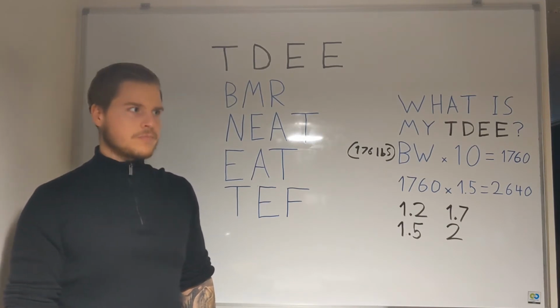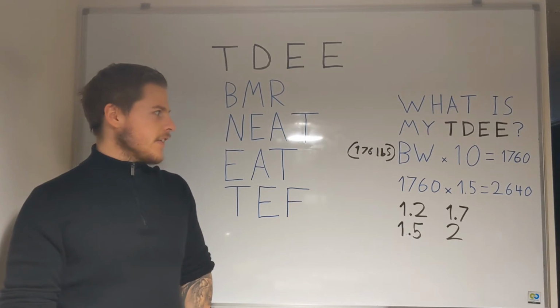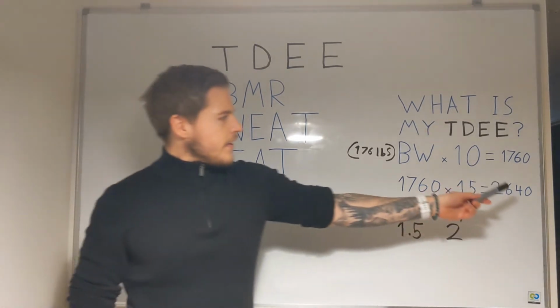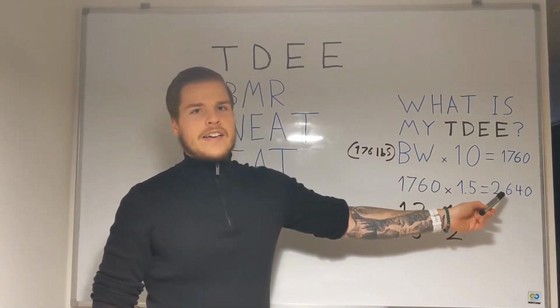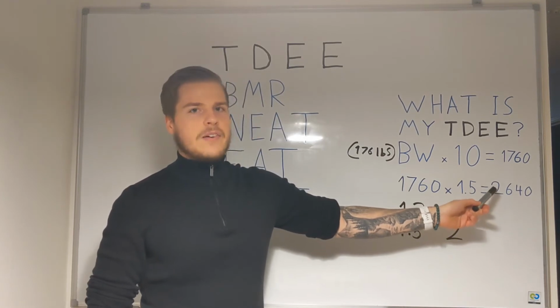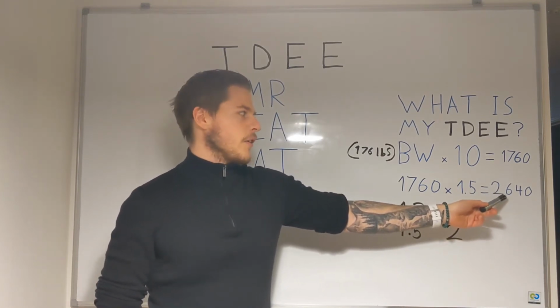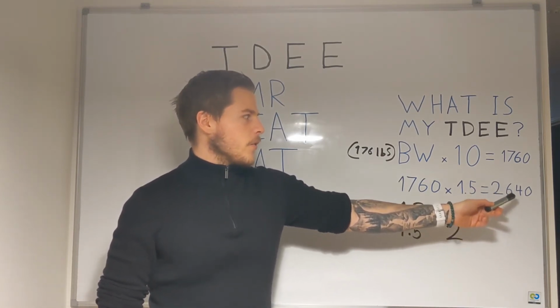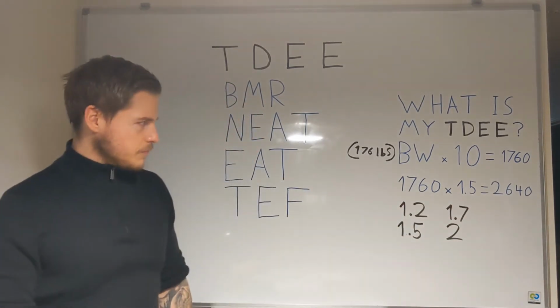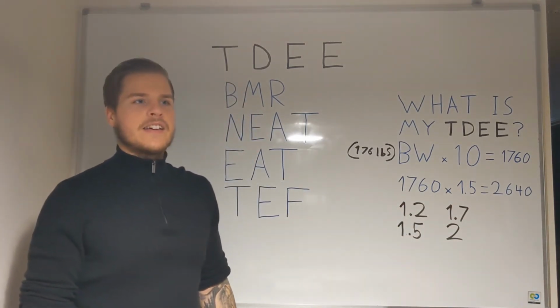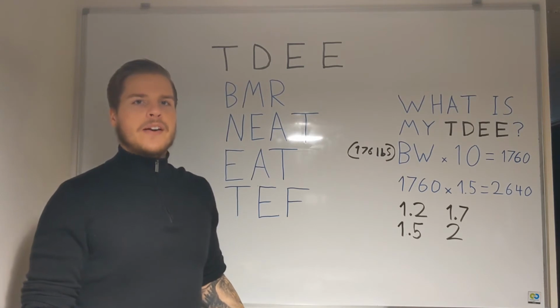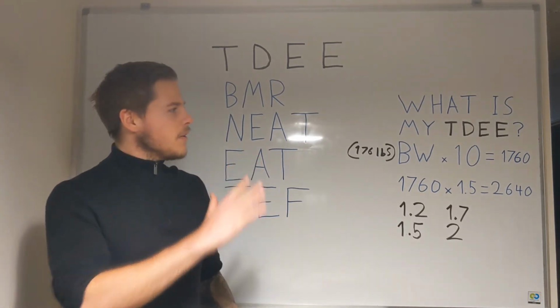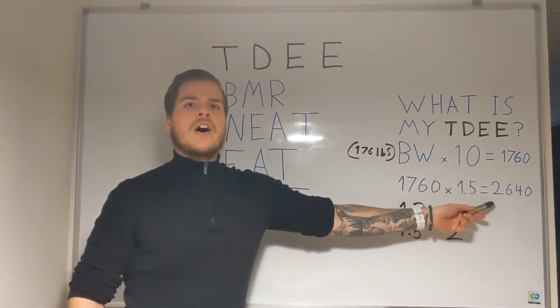So if you're starting at, let's say right here, I calculated my own TDEE, and I will explain that later, but let's say the starting point is 2,640 calories. So that is my maintenance calories. And let's say I start eating that for a week, but I notice that my weight is going up. Then this number was too high.